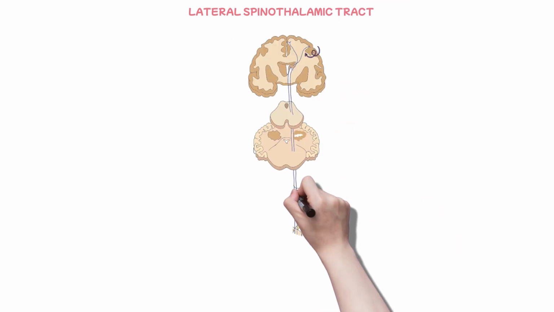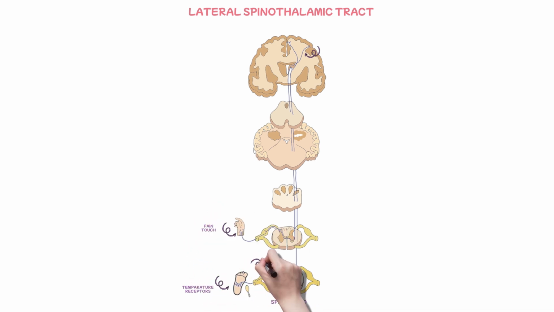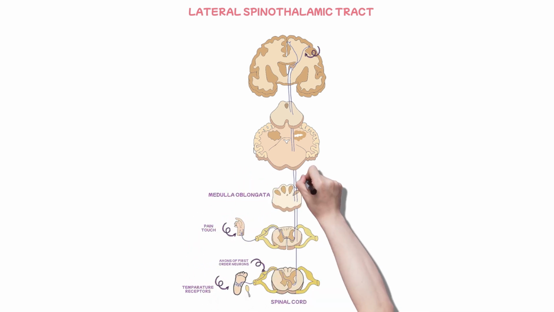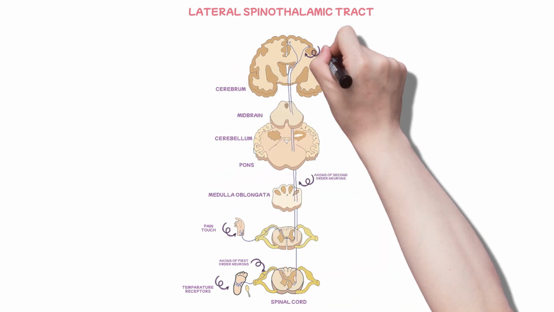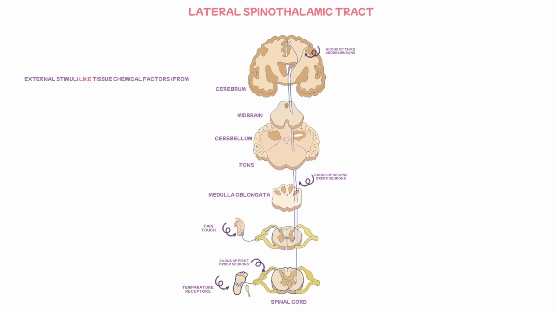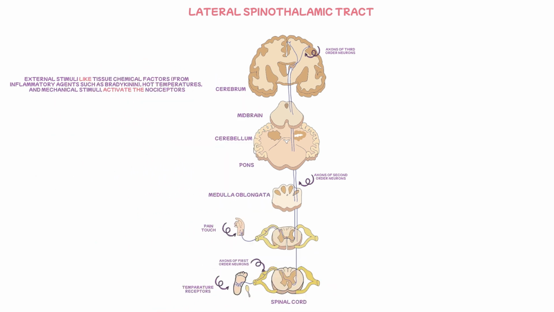So now let's track the lateral spinothalamic tract. External stimuli like tissue chemical factors from inflammatory agents such as bradykinin, hot temperatures, and mechanical stimuli activate the nociceptors, which stimulate the C fibers of the pseudo-unipolar neurons, first-order neurons, which relay the sensations from the receptors to the spinal cord, where they enter through the posterior grey horn.